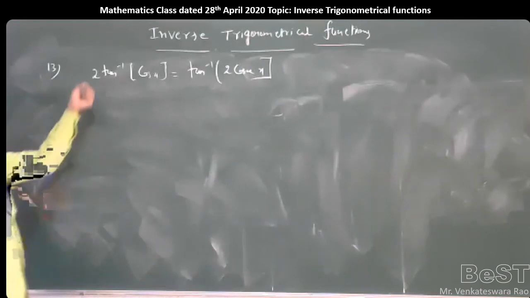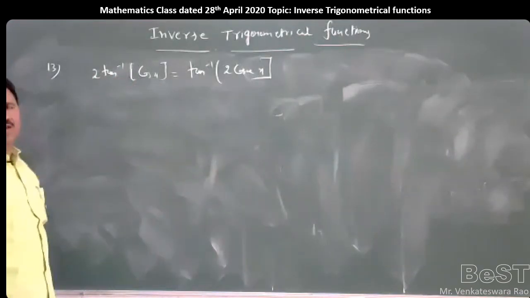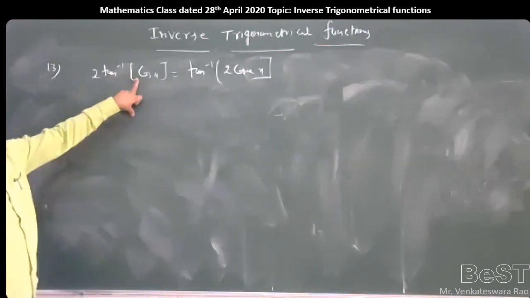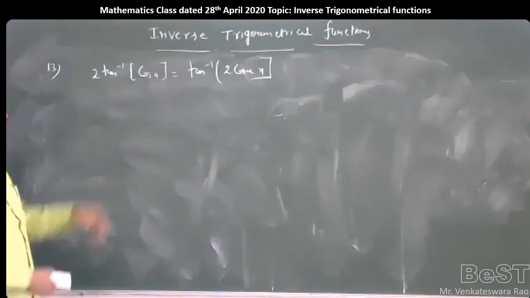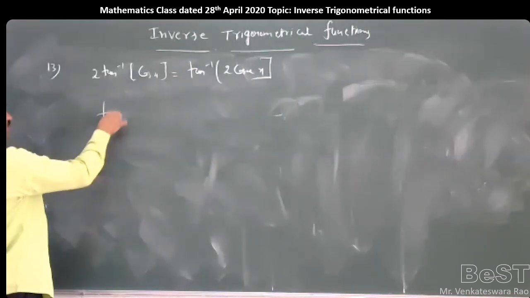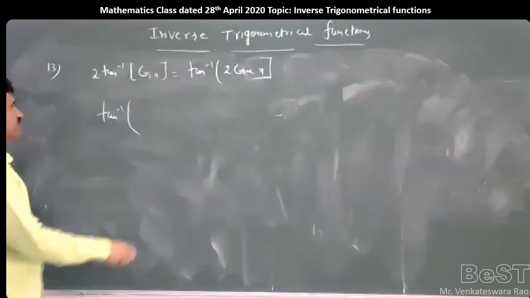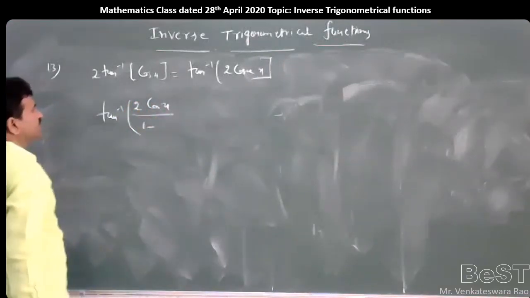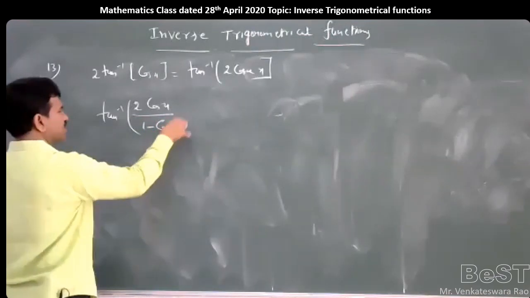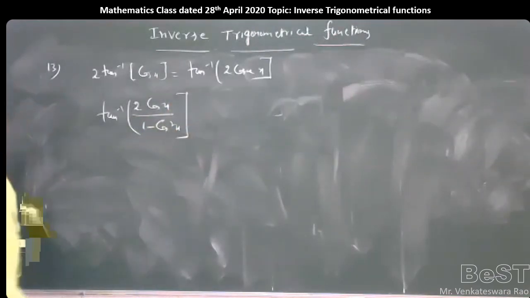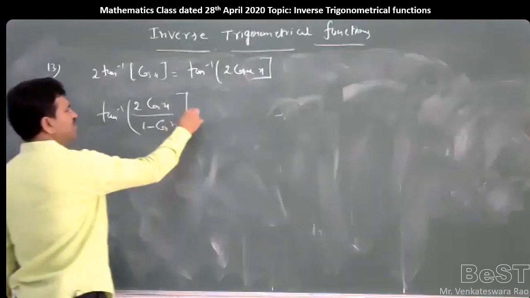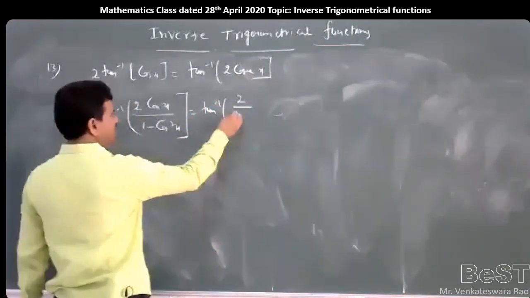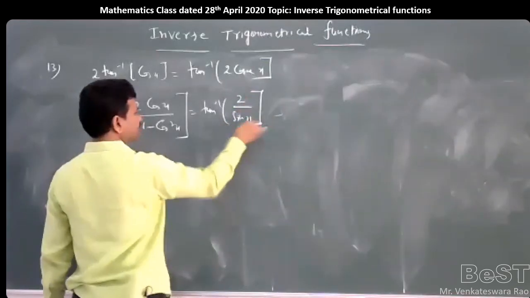Listen to me. Applying the 2 tan inverse of x formula: cos x always lies between minus 1 and plus 1, so we can apply the formula. Tan inverse of 2 cos x by 1 minus cos square x. This is equal to tan inverse of 2 by cosecant x, which can be written as sin x.